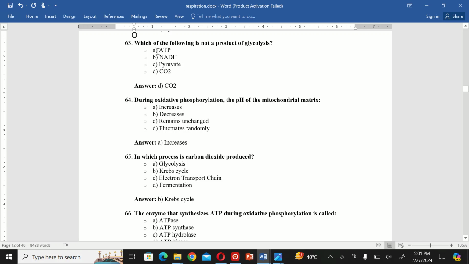The next MCQ is: which of the following is not a product of glycolysis? A. ATP, B. NADH, C. Pyruvate, and D. CO2. So the correct option is D, CO2.